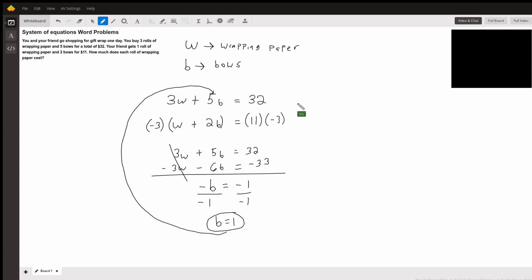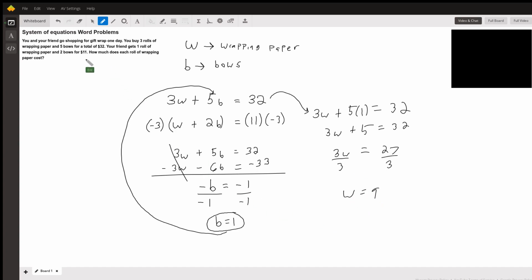And our first equation then becomes 3W plus 5B, or 5 times 1, equals 32, or 3W plus 5 equals 32, or 3W equals 32 minus 5 is 27. Divide both sides by 3, W equals 9.